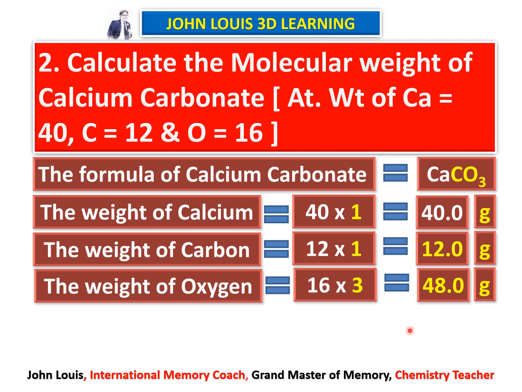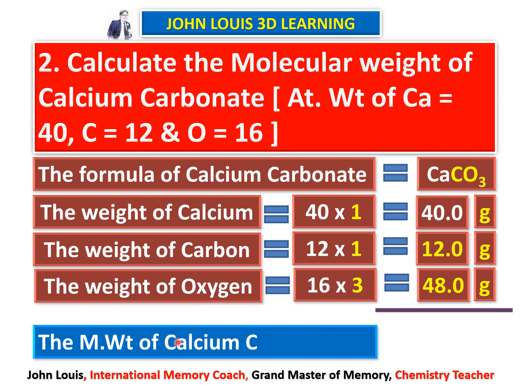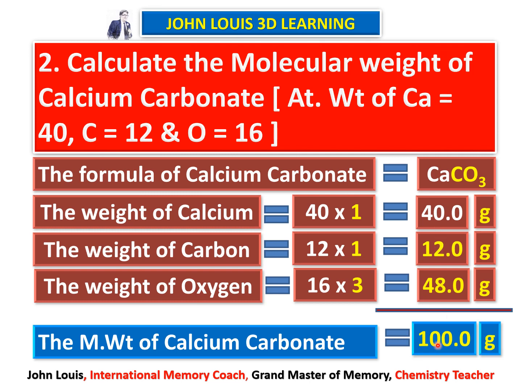Now, if you sum up all these things, we will get the molecular weight of calcium carbonate. Therefore, the molecular weight of calcium carbonate is equal to, you sum up everything, 48 plus 12, 60. 60 plus 40 is 100. Therefore, the molecular weight of calcium carbonate is 100 grams. So easy to find out the molecular weight of a compound, provided you know the formula of that compound correctly.